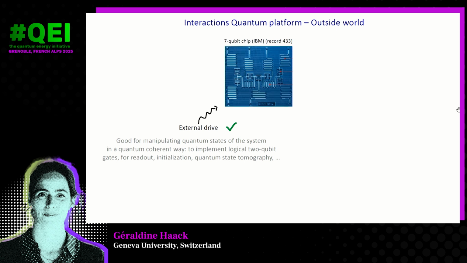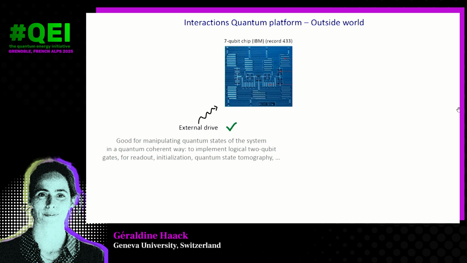So if now I take a step back, and I want to provide a more general view. So this will be a chip. This is an IBM chip with the seven qubits that are here. And so you would like to interact with these qubits, for instance, to do quantum state tomography. Typically this is done by external drives, typically in the microwave regime, because then you can implement your unitaries, and so you can do logical 2-qubit gates, read out, do the initialization, do quantum state tomography, for instance. So it works very well.